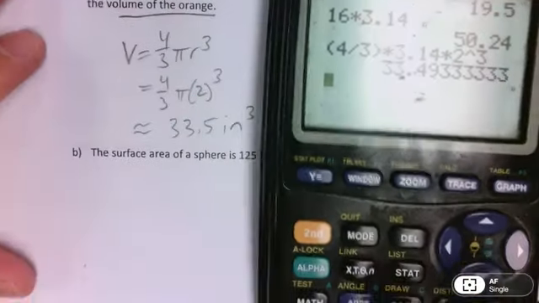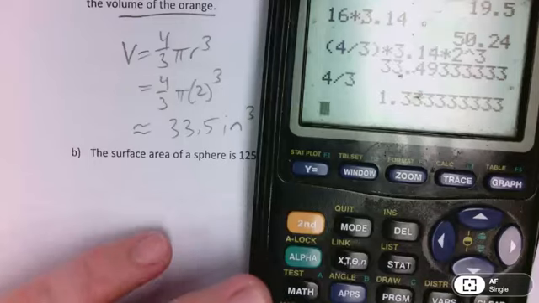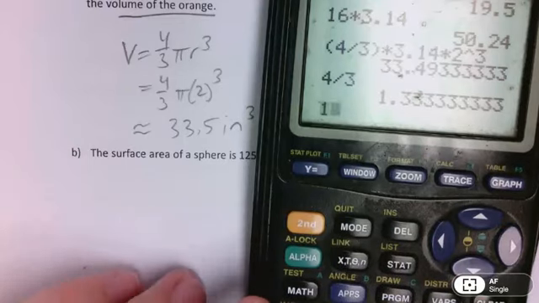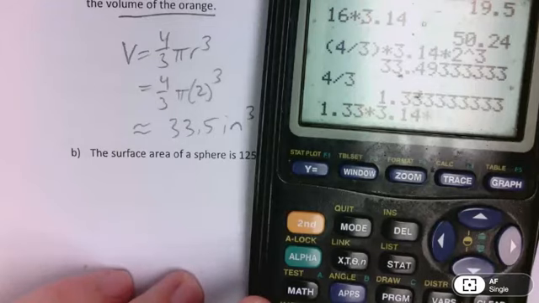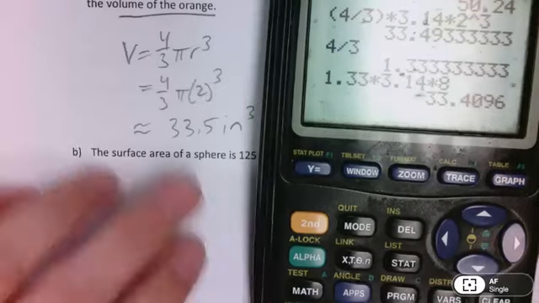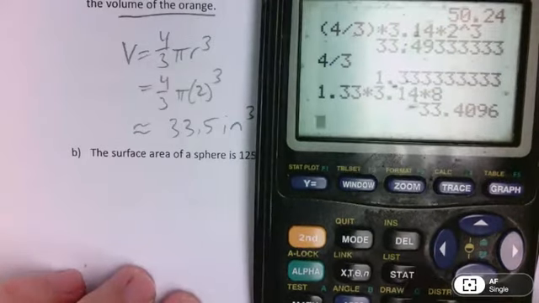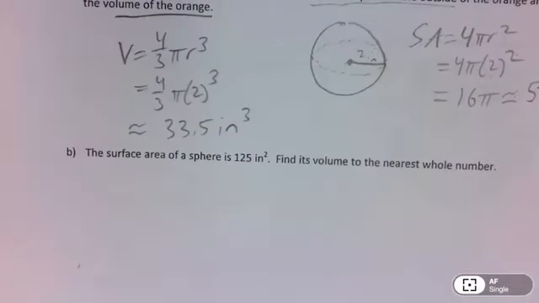Now, if I chose to do 4 divided by 3 separately, that's fine, but I would go out at least 2 places. So 1.33 times pi times 2 cubed, which is 8, and you still get basically the same thing, 33.4, 33.5. Both are acceptable as long as you show your work. So there's the basics for surface area and volume.